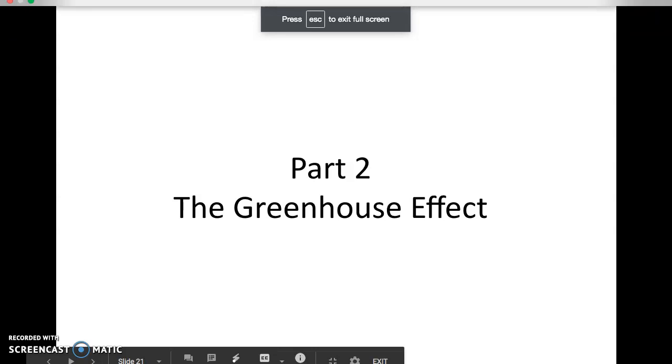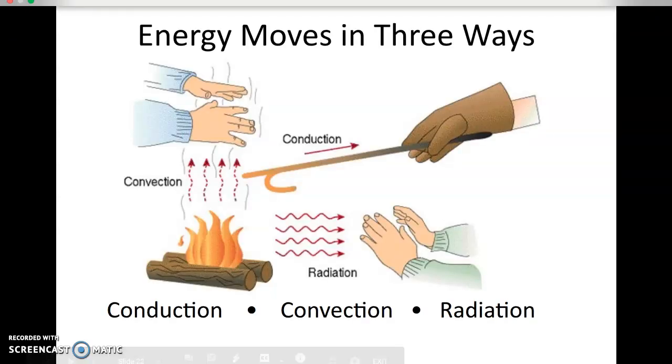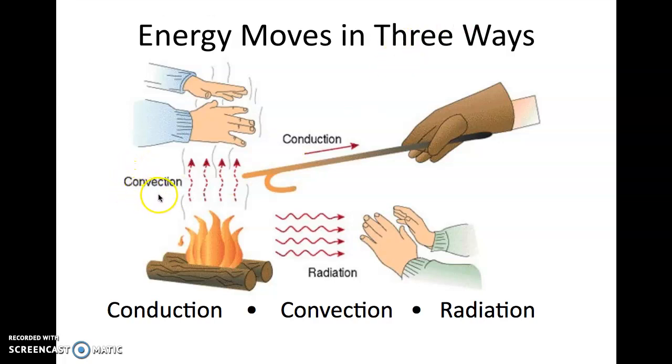Part 2, Greenhouse Effect. Before we move on, we need to review 3 different ways that energy moves. The first one is convection. If you remember, a fluid could be a liquid or a gas. When it's exposed to heat, it expands, and as it expands, the volume increases, causing it to become less dense. As it's less dense, it's able to flow up to the top.